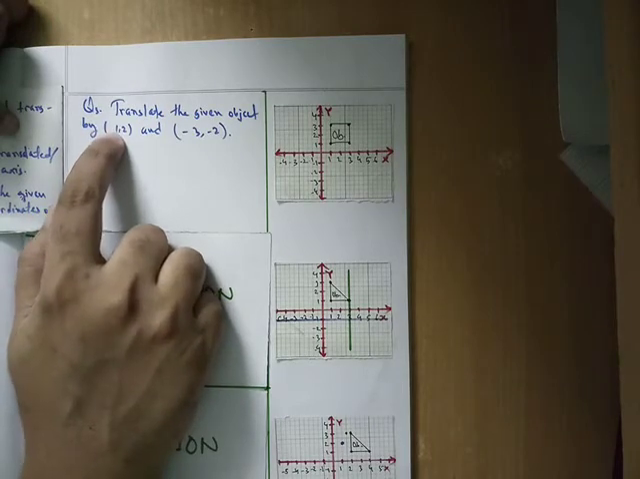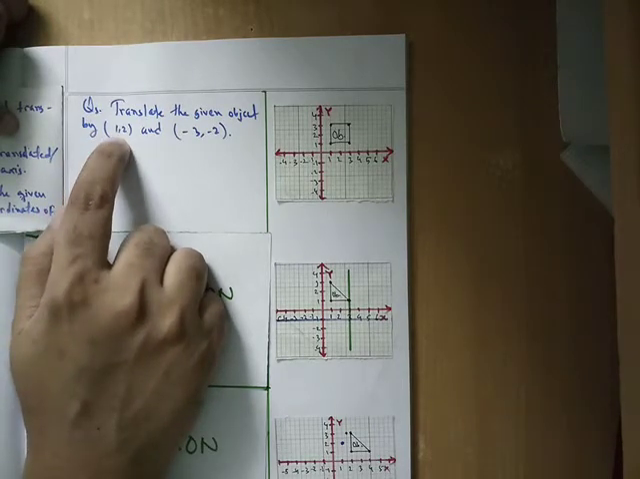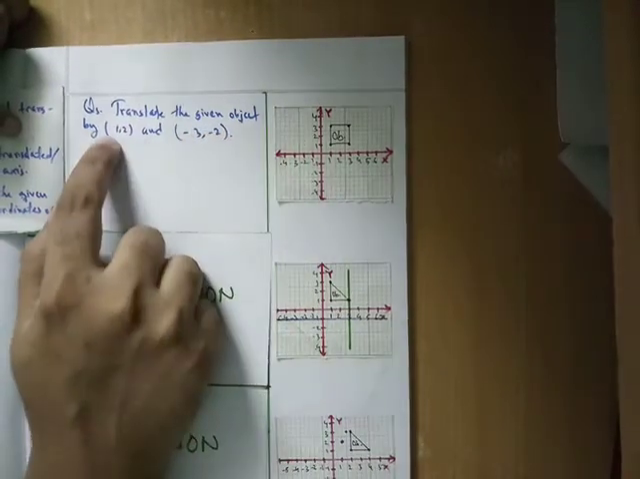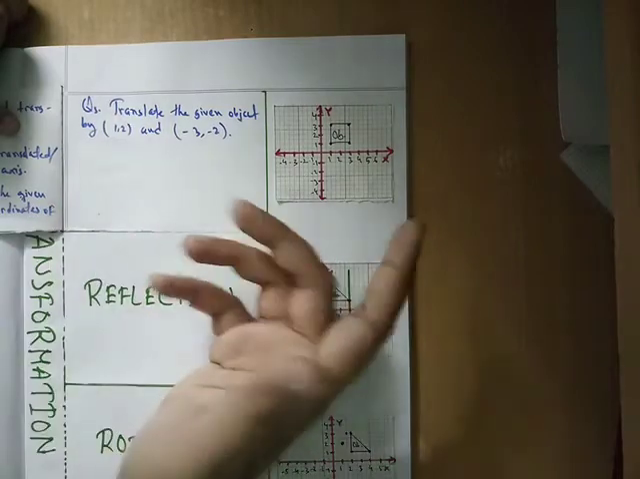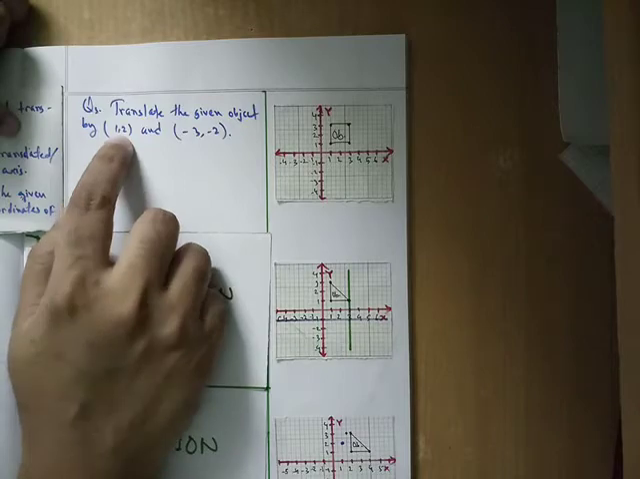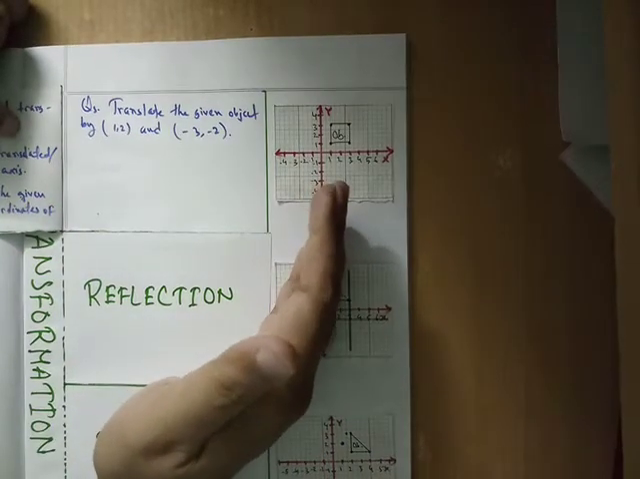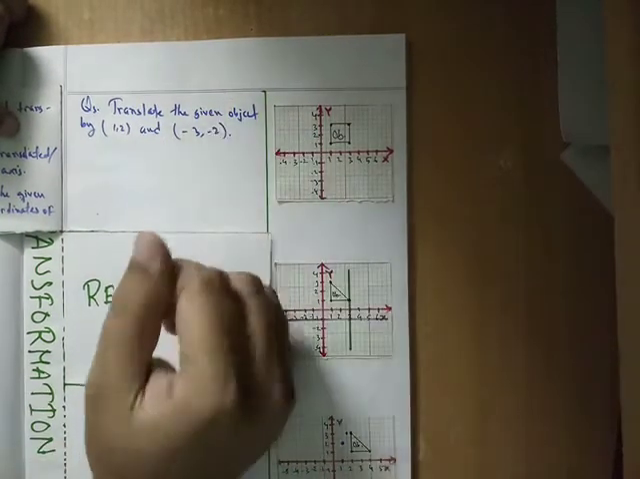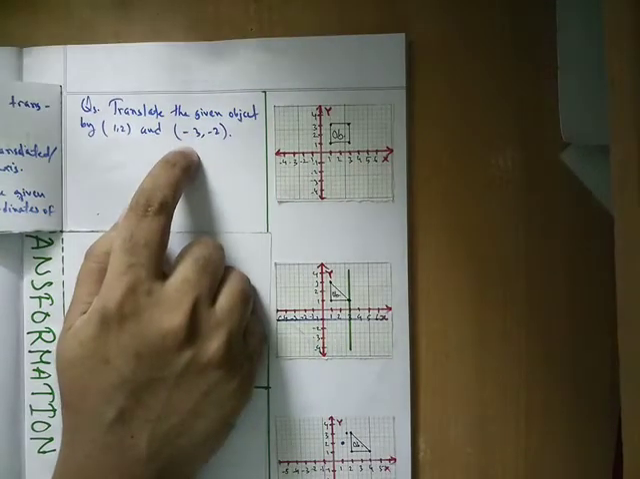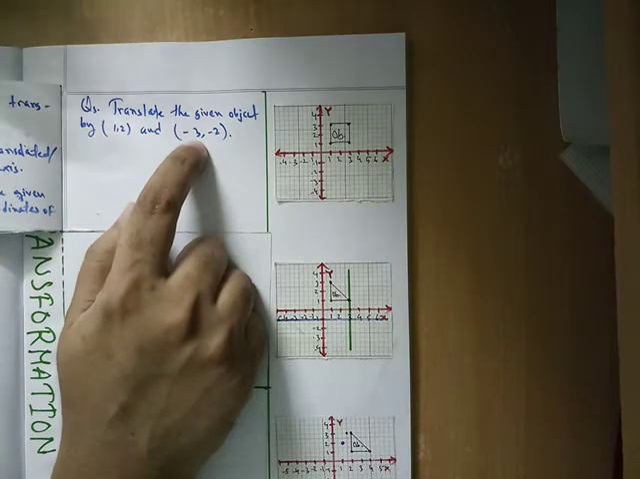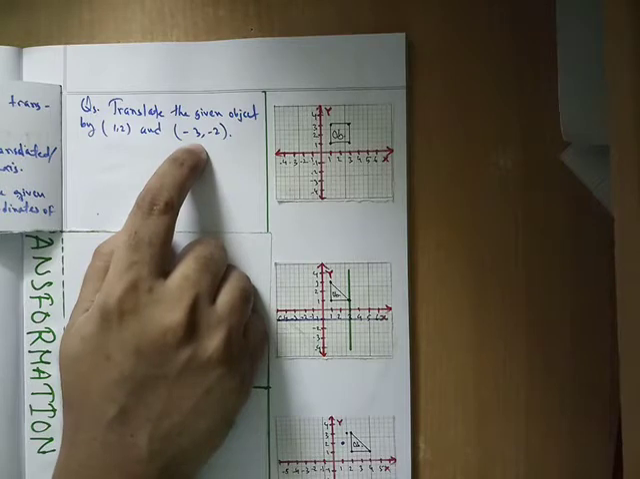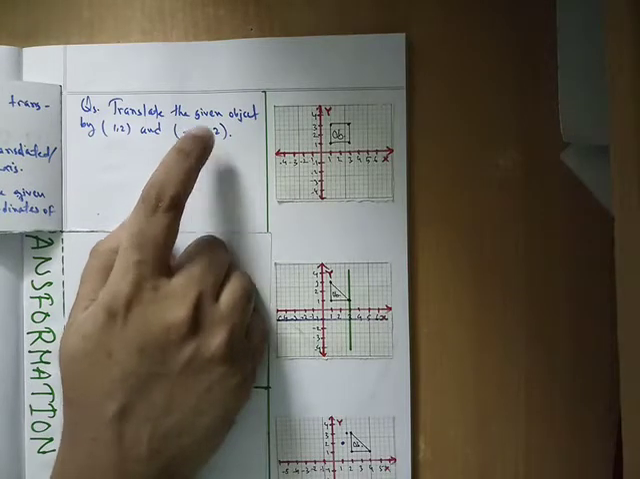(1, 2). So the first number belongs to the x-axis, the second number belongs to the y-axis. So instead of saying (1, 2), I could have said move the object 1 place to the right and 2 places up, because 1 is positive, 2 is positive. So in the x direction we go right, in the y direction, if it is positive, we go up. Same way, (-3, -2) means I could have said move the object 3 places to the left and 2 places down, because if I'm going to the negative x, I'm going left. If I'm going to the negative y, I'm going down.